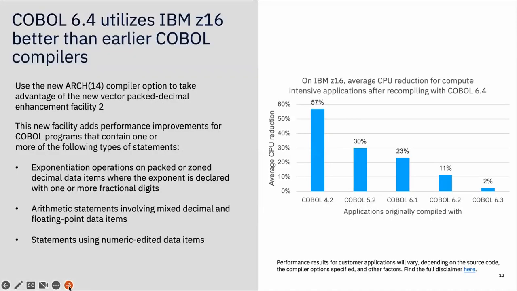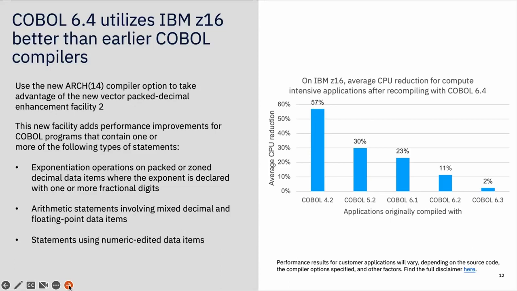So you ask, okay, what's new in IBM Z16 for my COBOL applications? With every new generation of hardware, we come up with a new architecture level, called arch level. For Z16, it is arch 14. When you turn this on, you will be able to optimize applications that have exponentiation operations, unpacking of zoned decimal data, mixed decimal and floating point data items, and numeric edited data items. Those are very commonly used in a lot of COBOL programs.